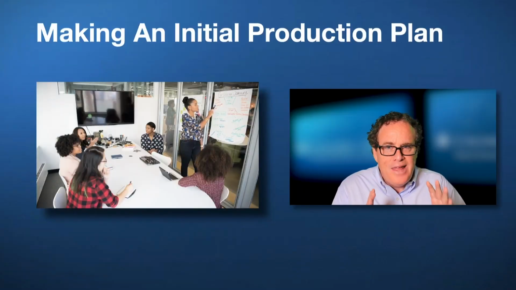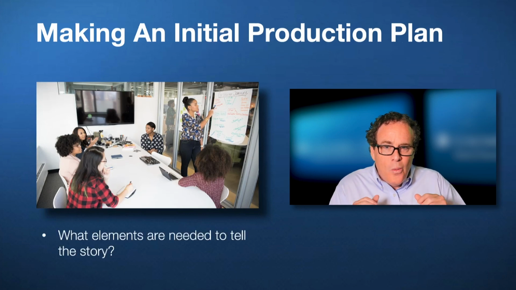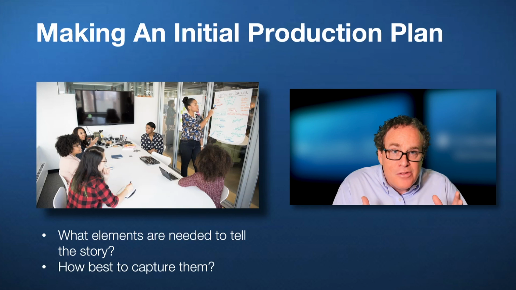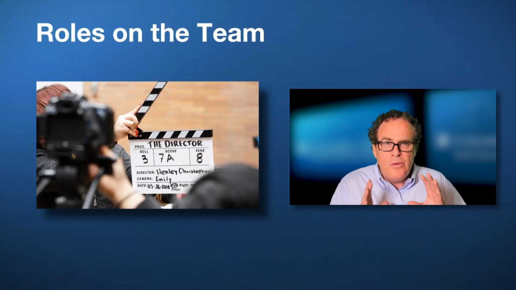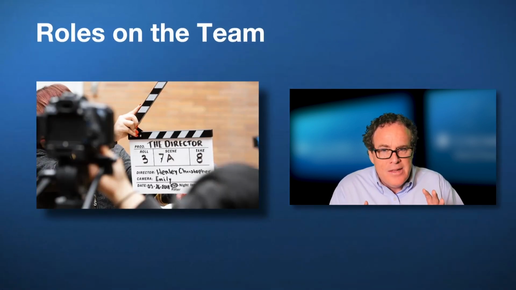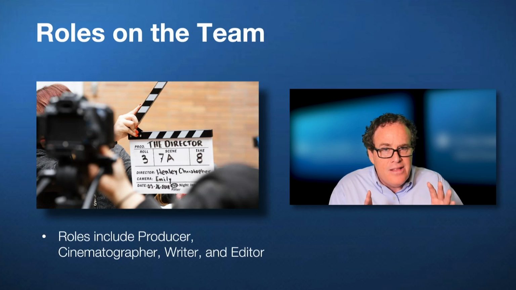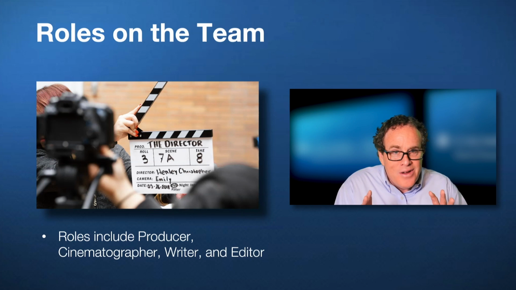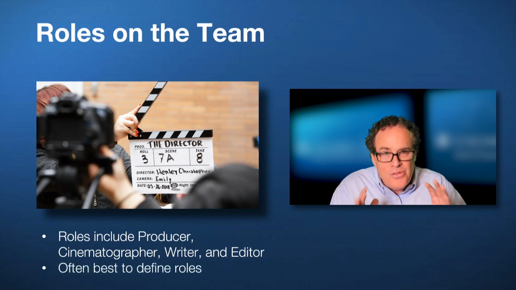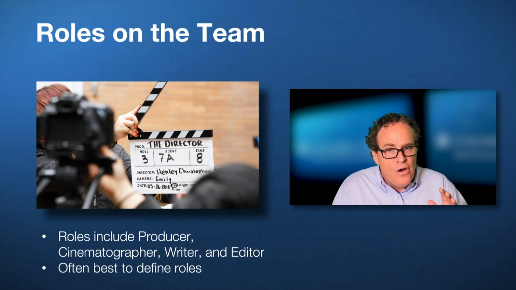All pre-production planning starts with making a basic production plan. You're going to want to think about what elements are needed to tell the story and how to best capture them. You're also going to want to think about the roles on your team. A lot of times it makes a lot of sense to divide a team into roles of producer, cinematographer, writer, and editor. That's how most documentary films are made. It's a lot of work, and dividing the work amongst the team often makes a lot of sense.